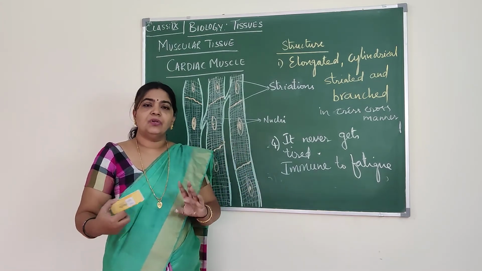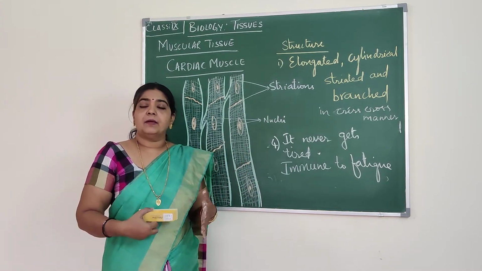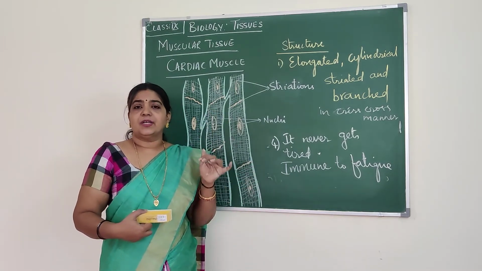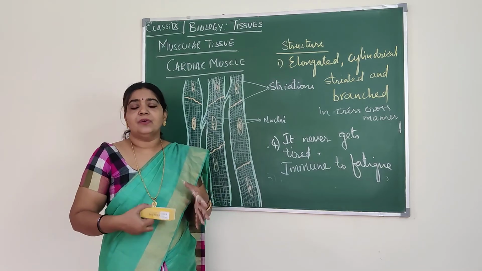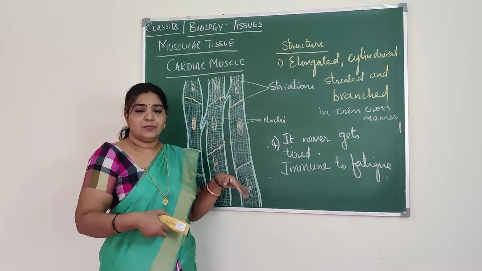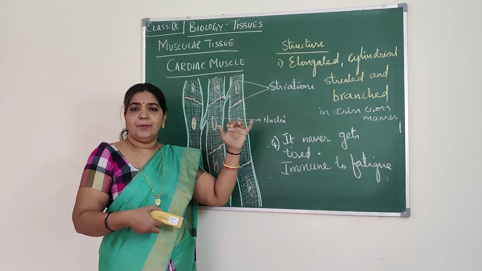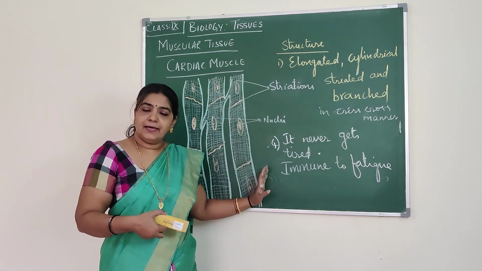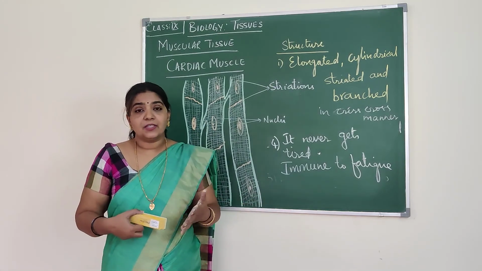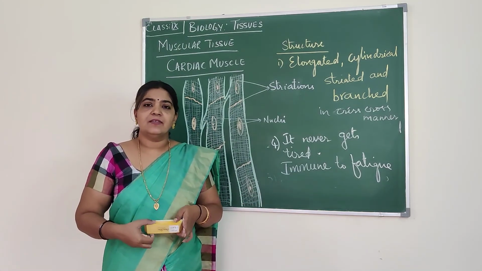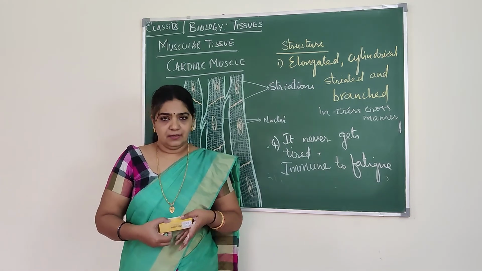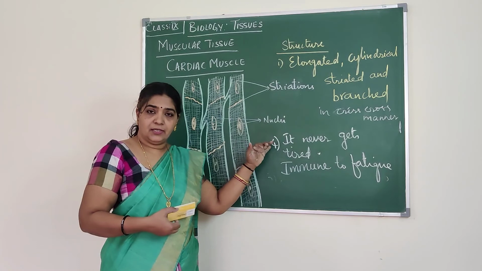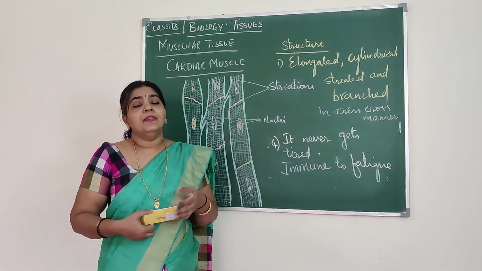I hope you have understood all the three muscles, that is striped muscle, unstriped muscle and cardiac muscle. You have to learn the structure and function. The difference will be asked: write the difference between the three types of muscle based on the structure and the function. So you have to learn the diagram, structure and function. Now we have learned about muscular tissue. Next we will learn about nerve tissue.